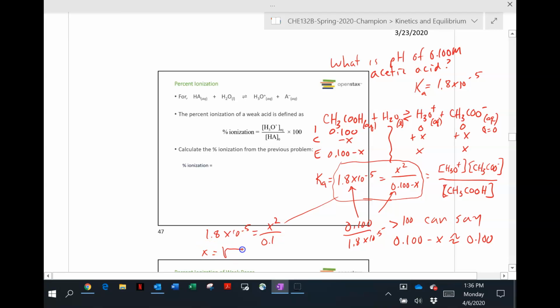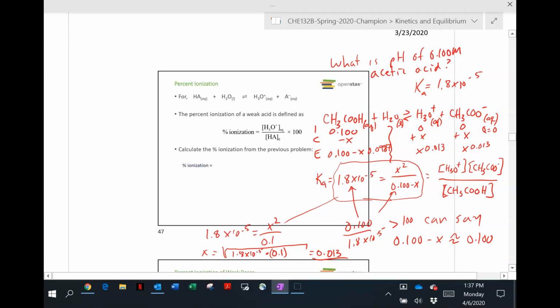X is going to be the square root of 1.8 times 10 to the negative fifth times 0.1. So I want to say that's 0.013. That's 0.1. And that's 0.0013. So that's our X value. So this becomes 0.013. This becomes 0.013. And this becomes 0.0999 basically. So it doesn't go down a lot. I could call it 0.0987, maybe it'll look a little more reasonable. Take one more sig fig there.